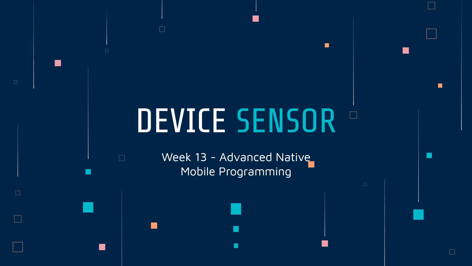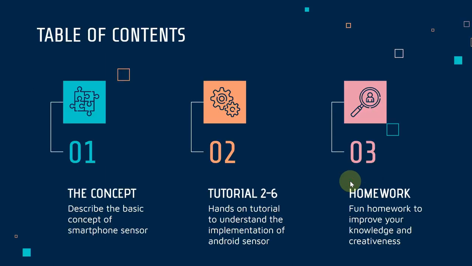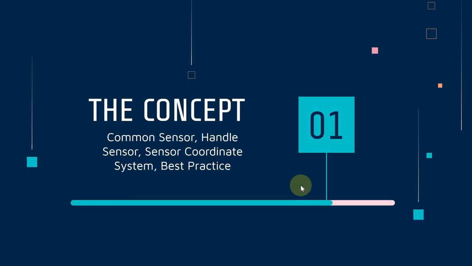Okay, welcome back to week 13 of Advanced Native Mobile Programming. This week's lesson is about smartphone sensors, or device sensors. This lecture consists of three parts. First, I'm going to explain the basic concept of smartphone sensors. In the second part, we are going to implement that knowledge in a hands-on tutorial. And finally, you will need to work on homework. Fun homework, okay? Let's begin with the concept.